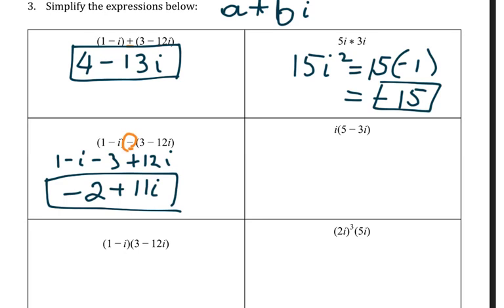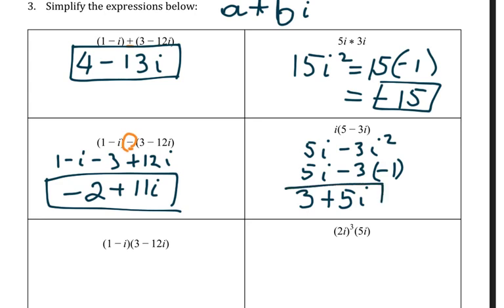Okay, example number 4. I have a multiplication problem and I need to distribute. So i times 5 is 5i, i times negative 3i is negative 3i squared. 5i minus 3, i squared is negative 1. So now I have negative 3 times negative 1 is positive 3, and I'm going to write this part first and the imaginary part next.